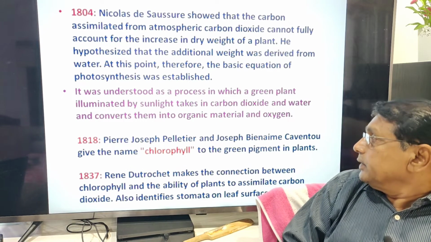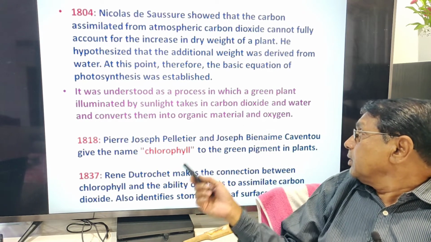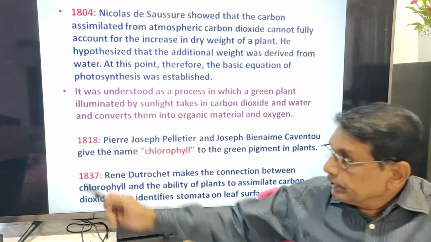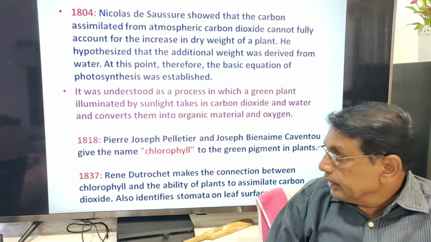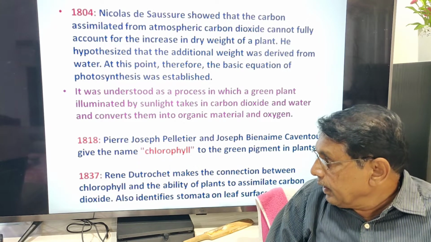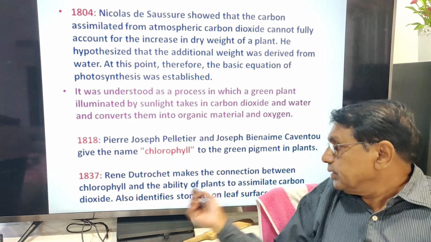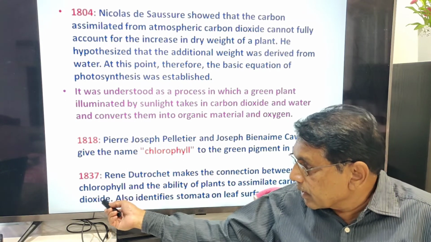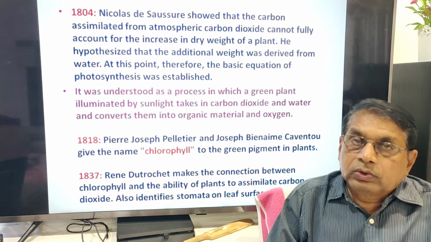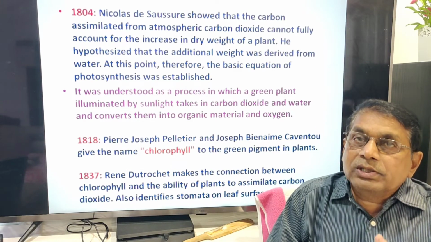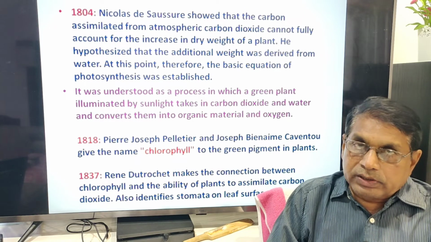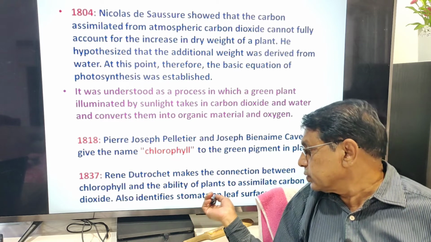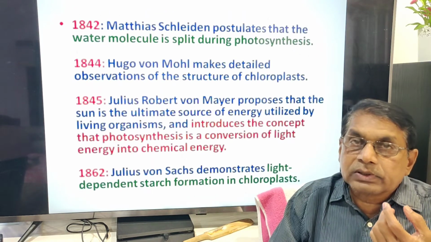Joseph Pelletier and Joseph Caventou gave the name chlorophyll in 1818. In 1837, Henri Dutrochet makes the connection between chlorophyll and the ability of plants to assimilate carbon dioxide. So he said that only chlorophyll is able to assimilate the carbon dioxide, not other parts of the plant. He also identifies stomata on leaf surfaces.